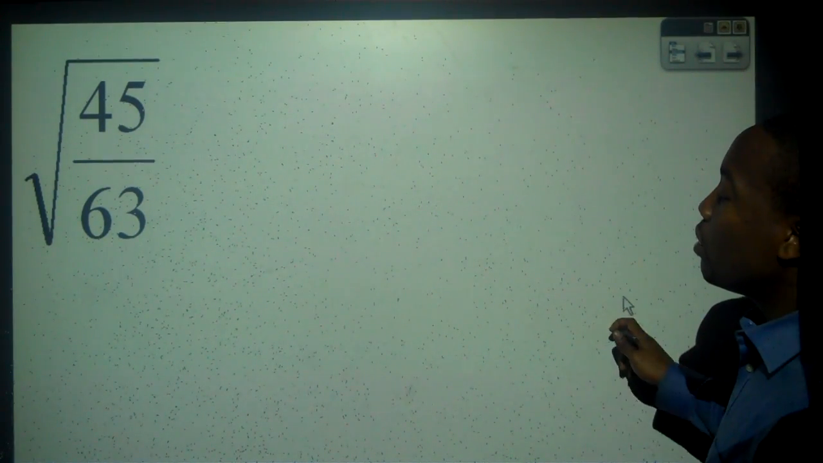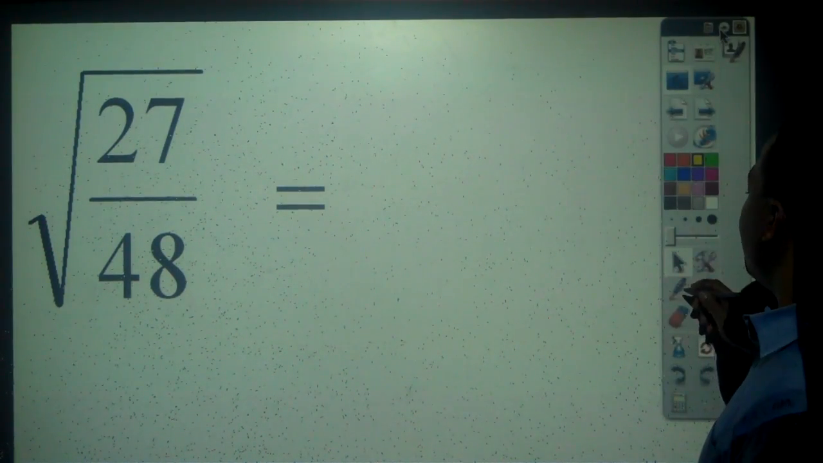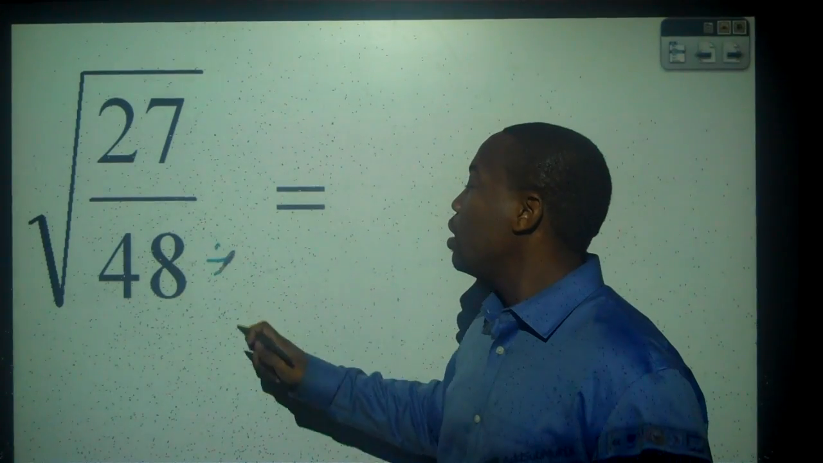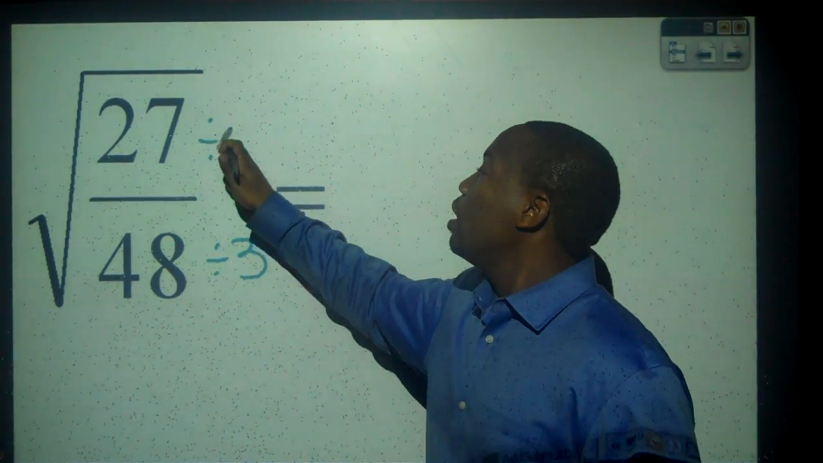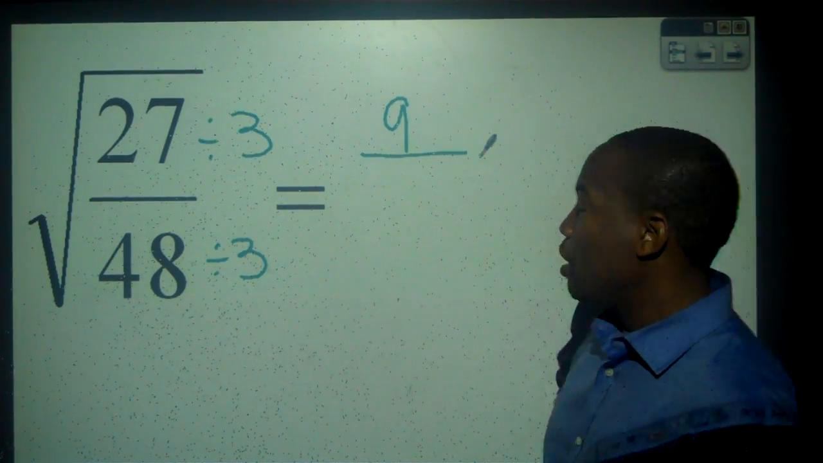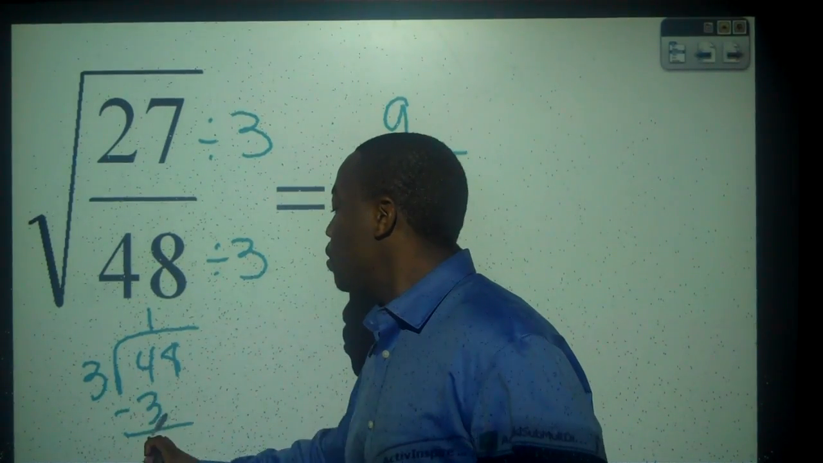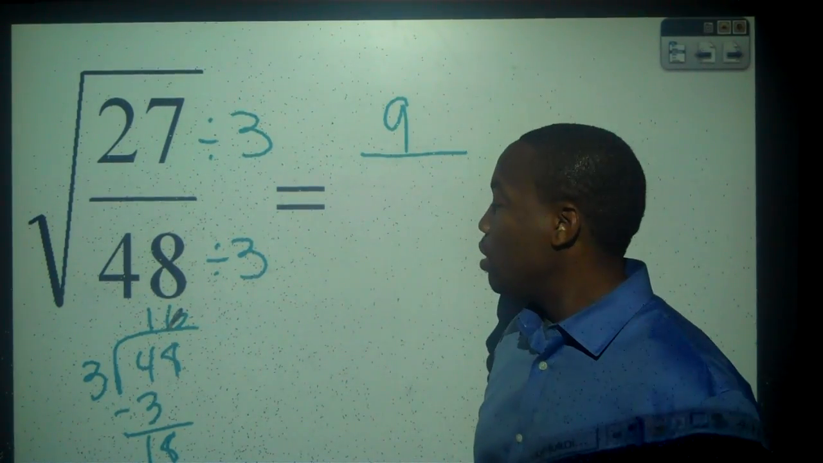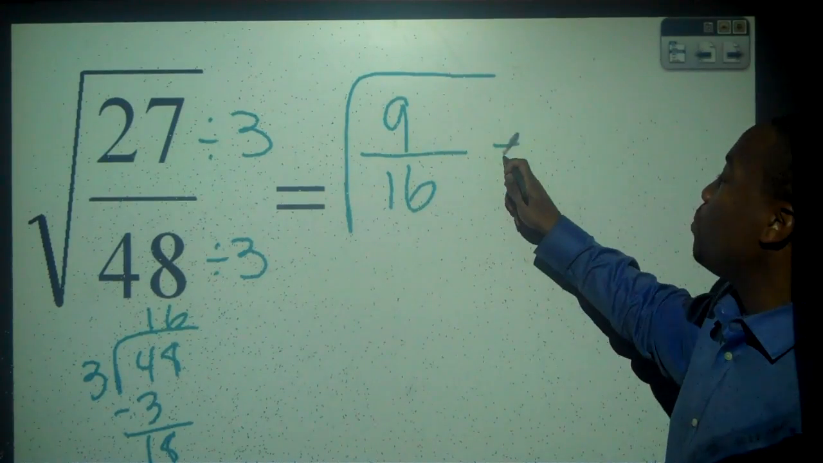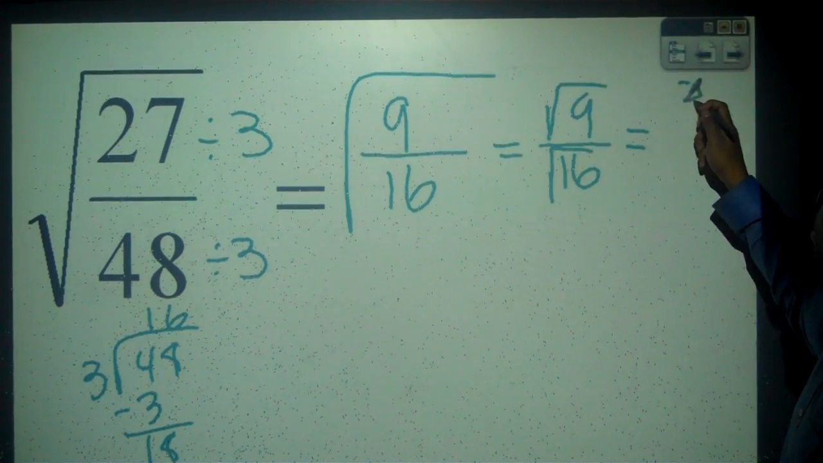One last example. 27 over 48. Same concept. What can I do in this one? Divide by what? I'm going to divide by 3. Right? And I'll get 9 over, and let's just make sure, what's 48 divided by 3? 16. Yeah, 16. So I'll get square root of 9 over square root of 16, and square root of 9 is just 3 over 4.